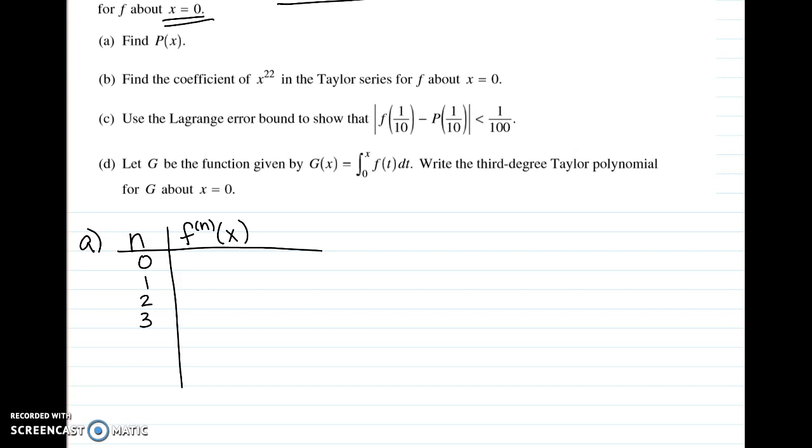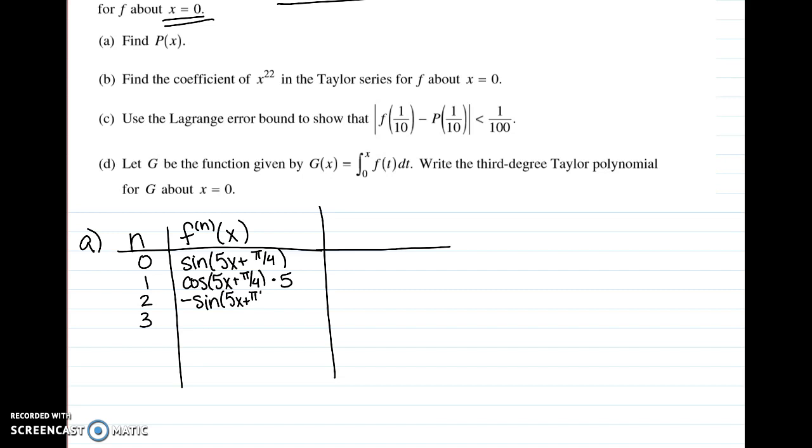Okay, and our function is sine of 5x plus pi over 4. So our first derivative would be cosine of that inside expression times the derivative of the inside, so times 5. And our second derivative is negative sine of the inside times the 5. But we already had a 5. 5 times 5 gives us 25. And then our third derivative is negative cosine of the inside times 5 again. So now we have 5 times 5 times 5.